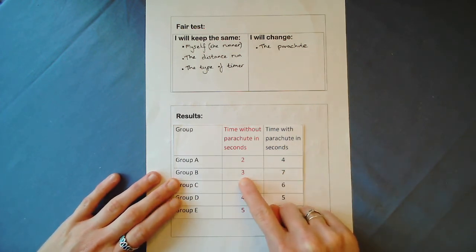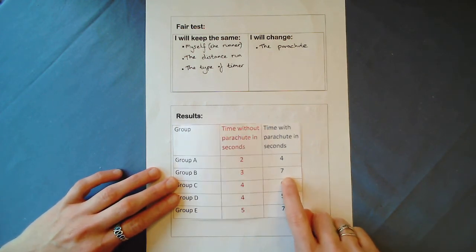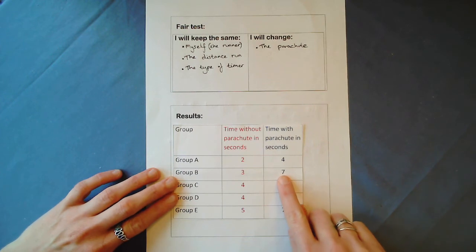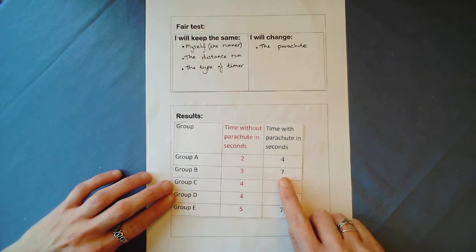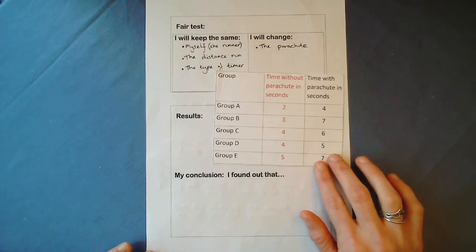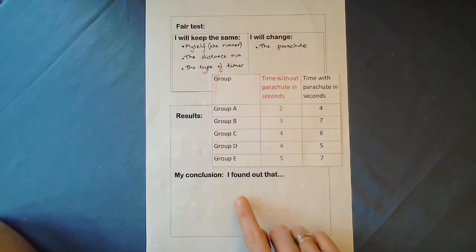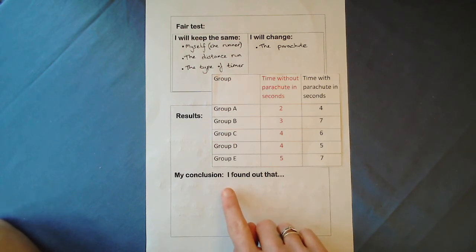Group B was very fast without the parachute, 3 seconds. But with the parachute, it took them 7 seconds, so it was a lot slower. So I'll just put that up there, and now we need to write our conclusion. So, see if you can have a go.